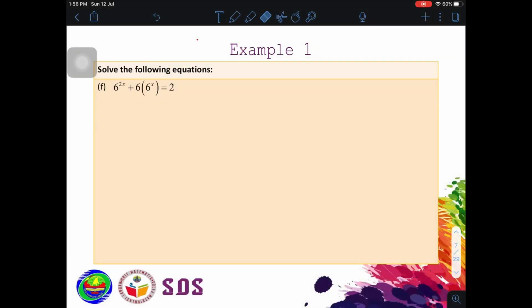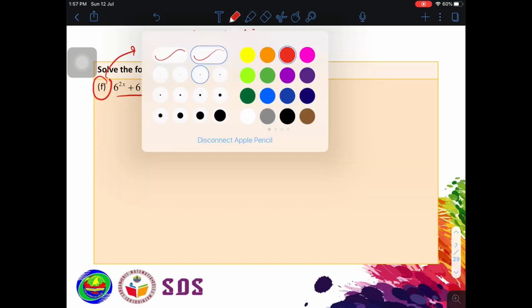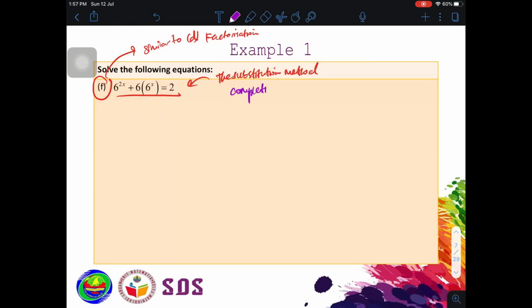So you will see that this question F is similar to question D, whereby in question D I used the factorization method, but in this case I would like to use the substitution method in terms of the technique of completing the square. Instead, I want to give you various methods that you can use, according to which one you find suitable.